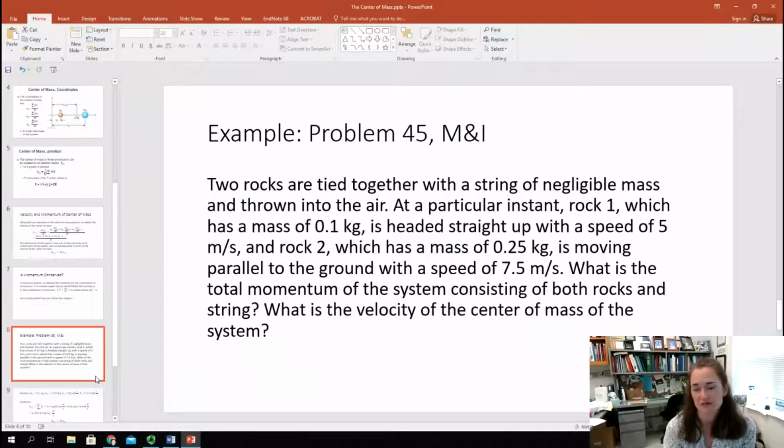And rock 2, which has a mass of 0.25 kilograms, is moving parallel to the ground with a speed of 7.5 meters per second. So what's the total momentum of the system consisting of both rocks and the string? And what's the velocity of the center of mass of the system? Okay, so let's go ahead and solve for what the problem asks us to, and then let's go a step further and think a little deeper about the problem.